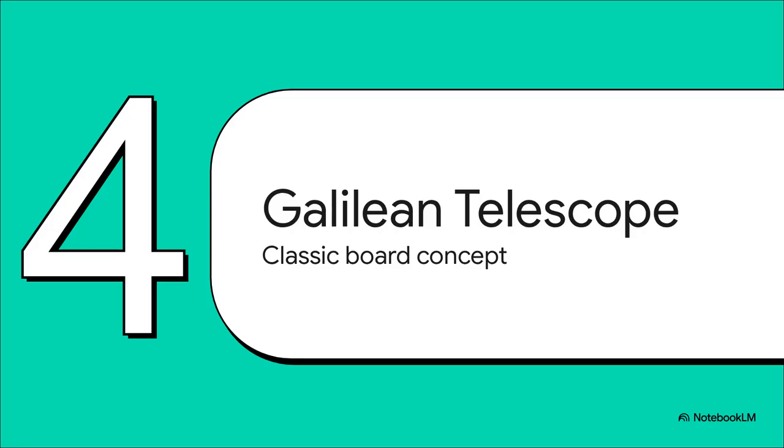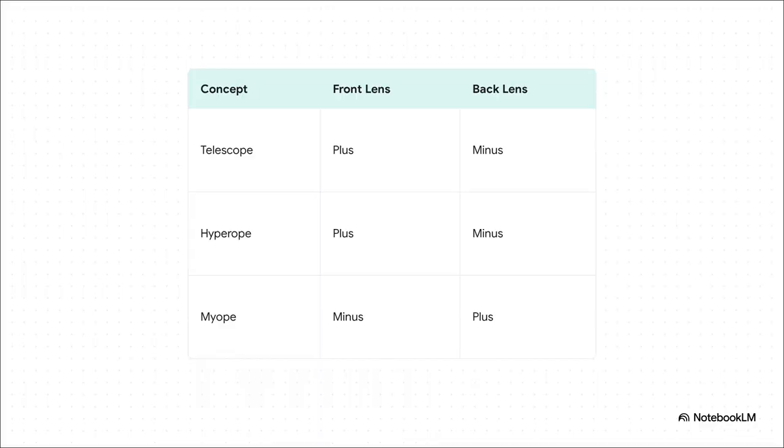Section 4, the Galilean telescope analogy, a classic board concept. Now, I need you to pay very close attention here because we are entering a classic board trap. When a patient puts on spectacles, they're now essentially looking through 2 lenses in a sequence, right? They have the corrective spectacle lens sitting in front of their eye and that invisible error lens sitting inside their eye. So can you think of a common optical device that's composed of a plus lens and a minus lens?